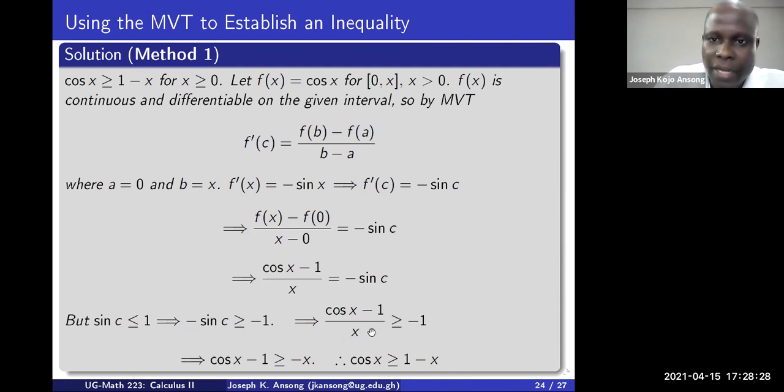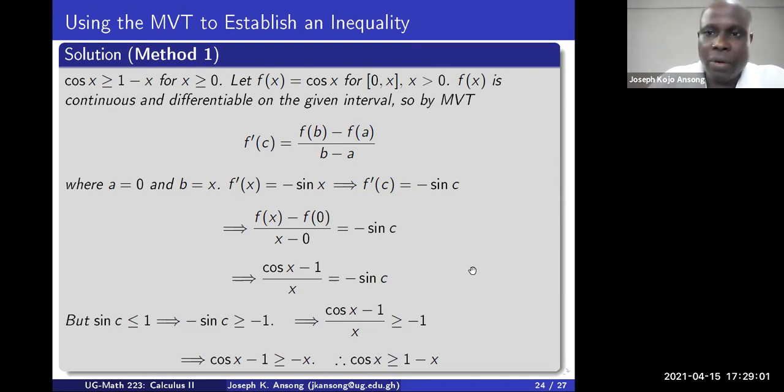Now, because x here is positive, if you go back to the interval, 0 to x is positive, you can multiply through by x, and the inequality here remains the same. So multiply through by x, and you have cosine of x minus 1 has to be greater or equal to -x. You can take the 1 to that side, and you have cosine of x is greater or equal to 1 minus x. And that is the inequality we wanted to prove. Great. So basically, that is the procedure for doing it.